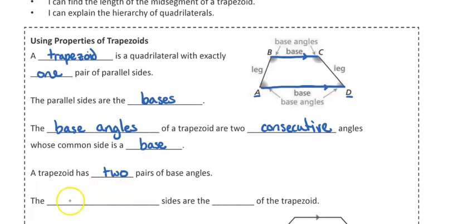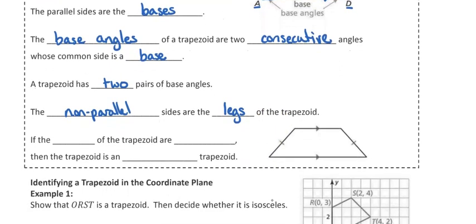Now, the non-parallel sides, the two sides that are not parallel in the trapezoid, are called the legs of the trapezoid. And if the legs of the trapezoid are congruent, meaning they are the same length, then it is called an isosceles trapezoid.